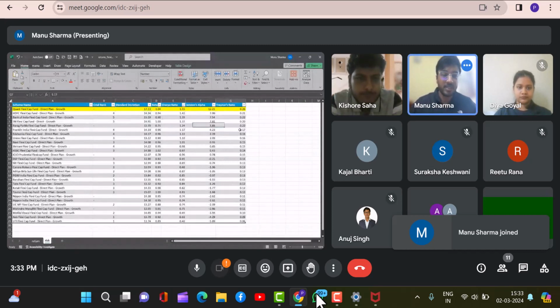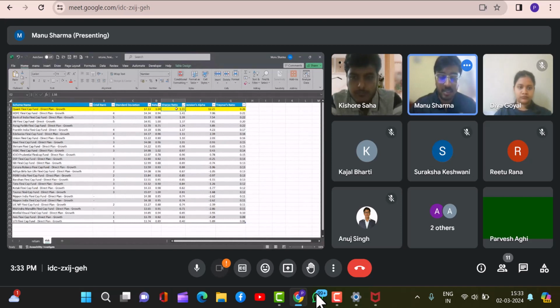Okay, so if we see here, based on the Sharpe ratio, we can see that the highest risk-adjusted return is given by Quant FlexiCap Fund, followed by HDFC FlexiCap Fund. This means that although the standard deviation of Quant FlexiCap Fund is quite high, which means the overall risk is quite high, it has still managed to give a better return over its risk. If we look at Jensen's alpha, it is also the highest, which means that it is promising a return of 12% over the benchmark, that is the Nifty 500 index.